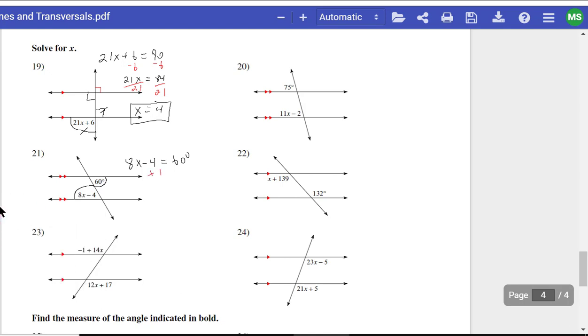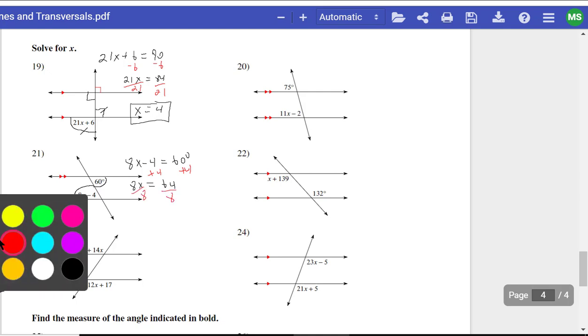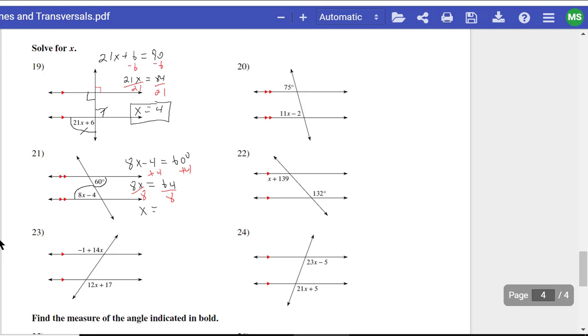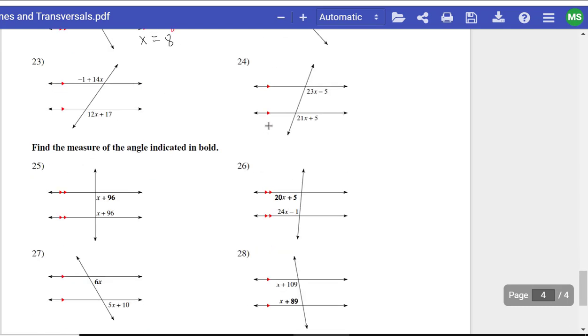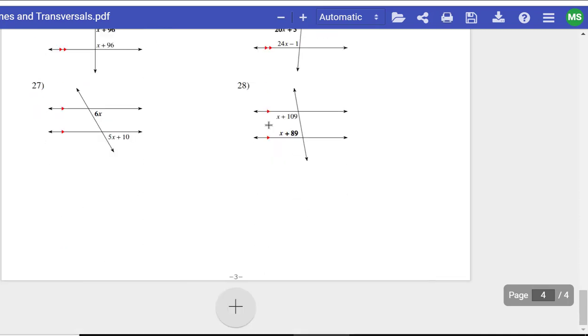Once again, get x by itself. You get 8x is equal to 64. And then what's the opposite of times 8? It's going to be divide by 8. And you get x is equal to 8. That's it. So we're going to work a couple days on this. Go ahead and work on this together with your groups.